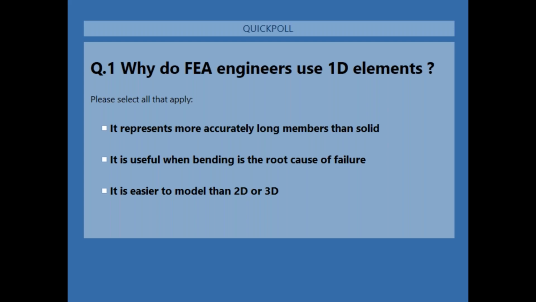Why do FEA engineers use 1D elements? First option, it represents a long member more accurately than solid. Second, it is useful when bending is the root cause of failure, meaning failure can occur because of bending. Third one, it is easier to model than 2D and 3D elements. This is multiple choice, multiple answer.